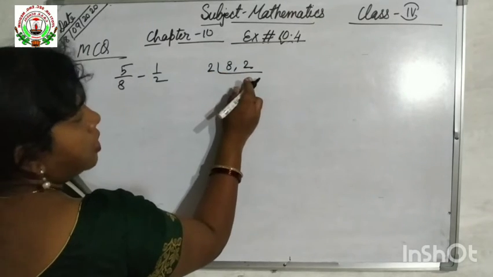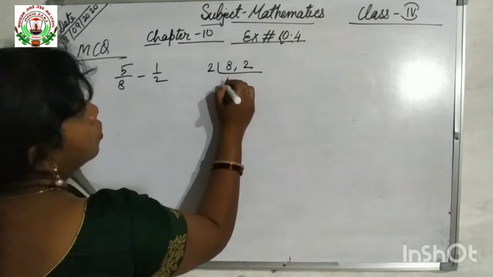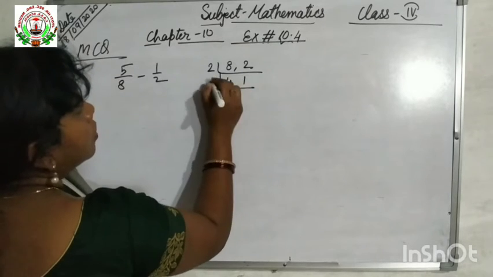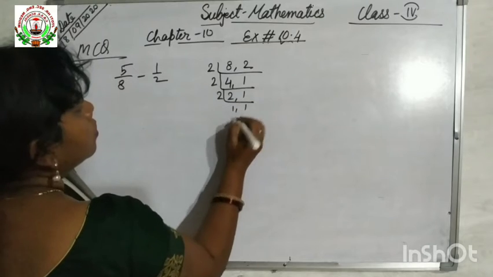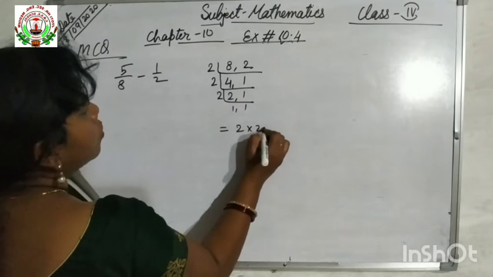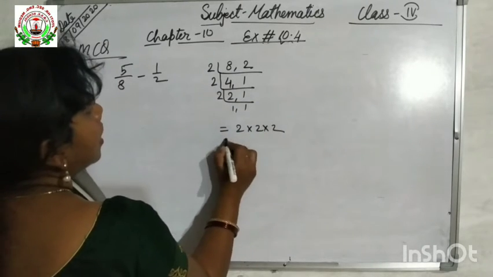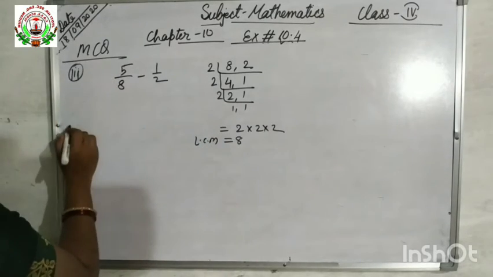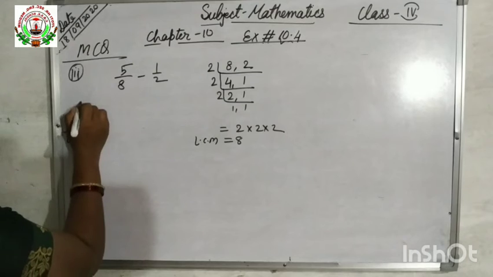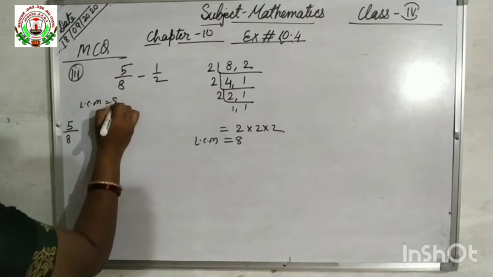It is an even number, so it is divisible by 2. 2 times 4 is 8, 2 times 1 is 2. Then again 2 times 2 is 4, 2 times 1 is 2. Now multiply it. 2 times 2 is 4, 4 times 2 is 8. So the LCM is 8. Now first we will make this fraction. We will write here LCM is 8.